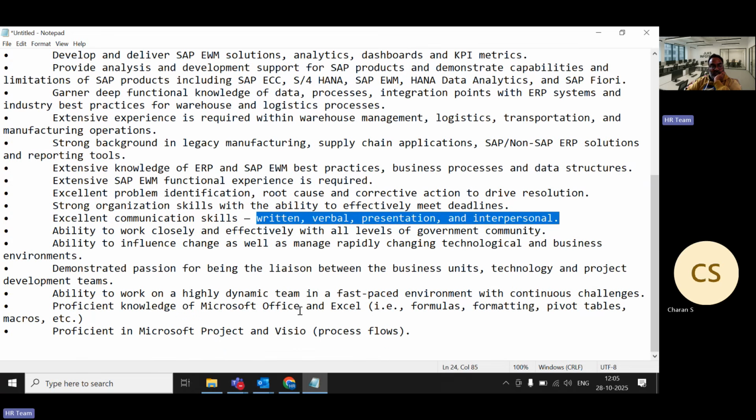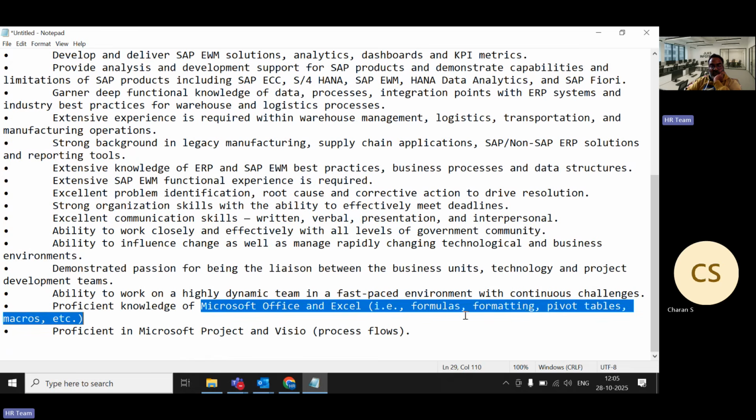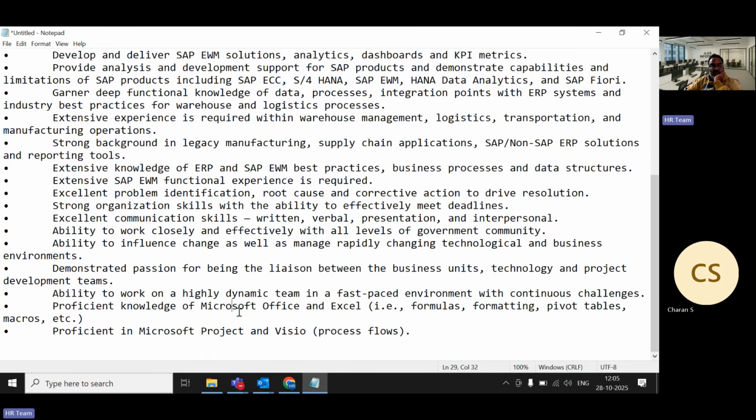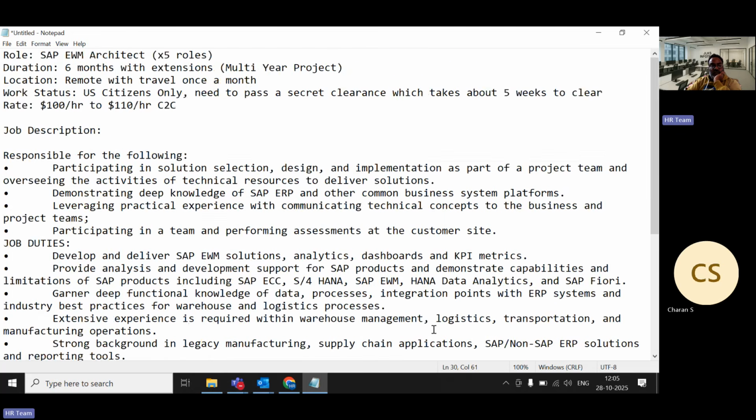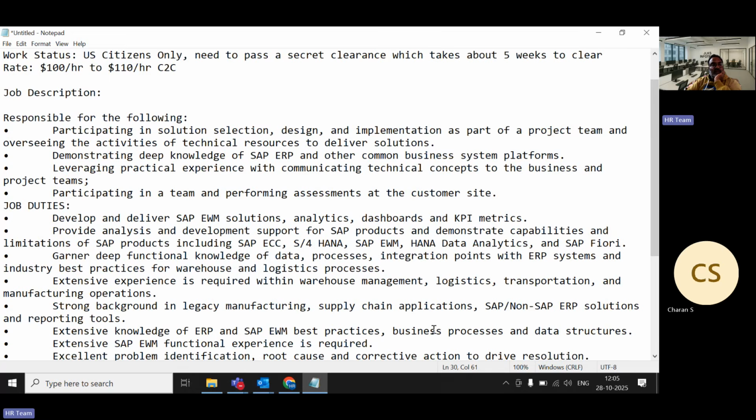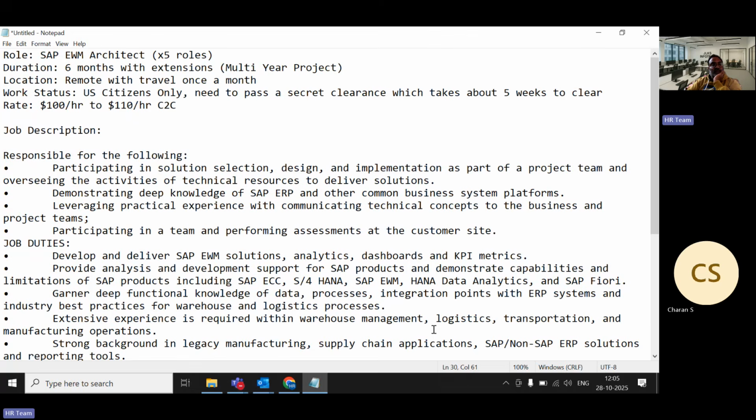And here they talk about Microsoft formulas, Excel pivot, because you may have to do some kind of presentations, right? And Microsoft Visio. These are the tools to show some kind of process flows, how your EWM process works, right? So as I see the complete JD, what I would think of, right?